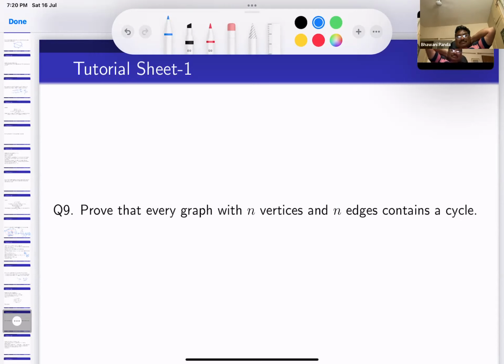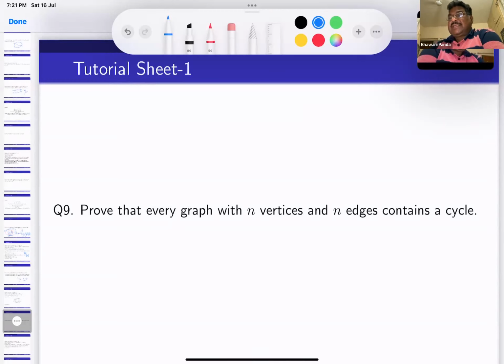Sir, how can we prove this, sir? We know that n vertices with n minus 1 edges may have no cycle. If the graph is connected and it has no cycle, then with n vertices it will have exactly n minus 1 edges, right? So if you use that fact, first you can assume that the graph is connected. If the graph doesn't contain any cycle, then it can have exactly n minus 1 edges. Since it contains n edges, you are done, right?